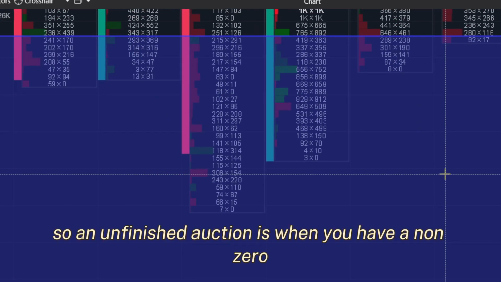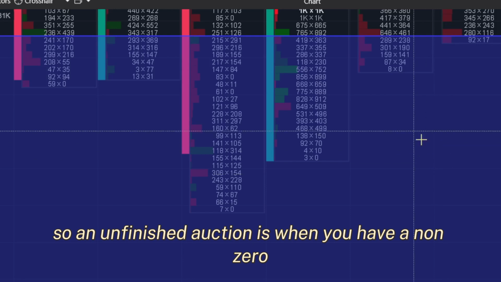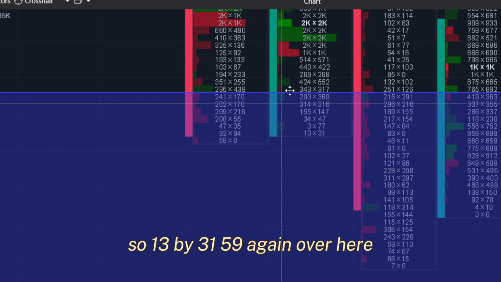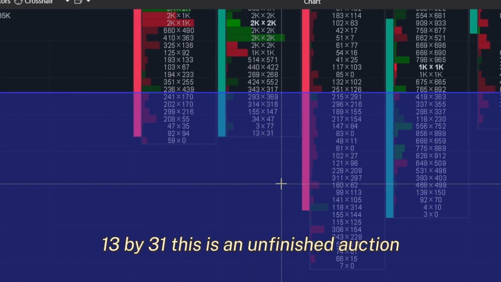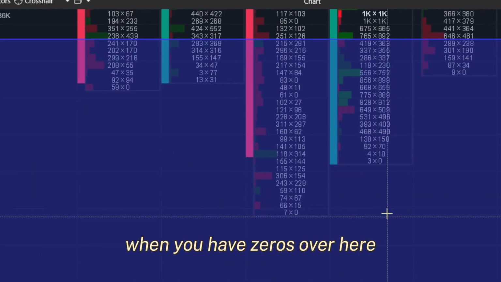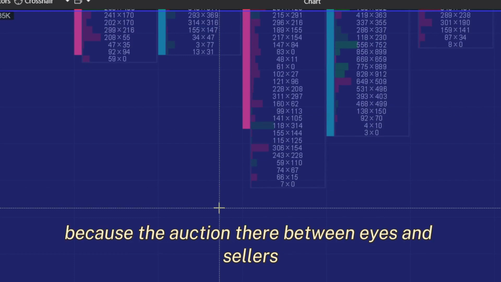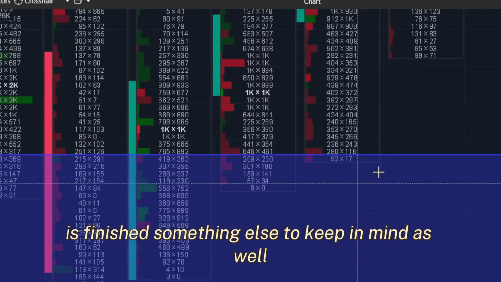So an unfinished auction is when you have a non-zero multiplier on either side, right? So 13 by 31, 59 again over here, 13 by 31. This is an unfinished auction. When you have zeros over here, this often tells us that that level will not be retested because the auction there between buyers and sellers is finished. Something else to keep in mind as well.